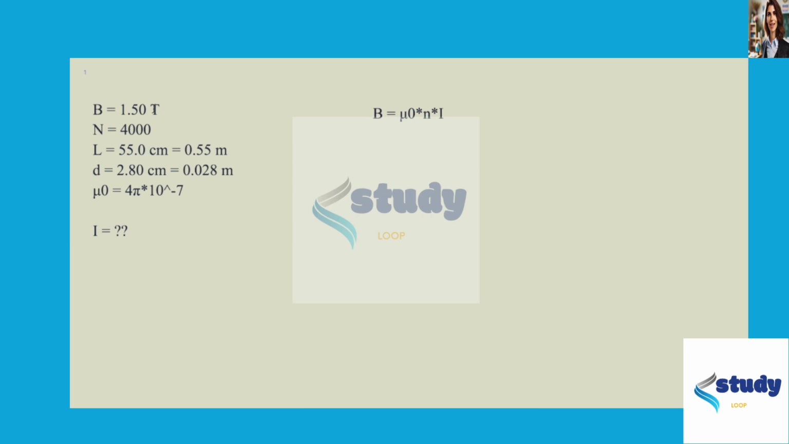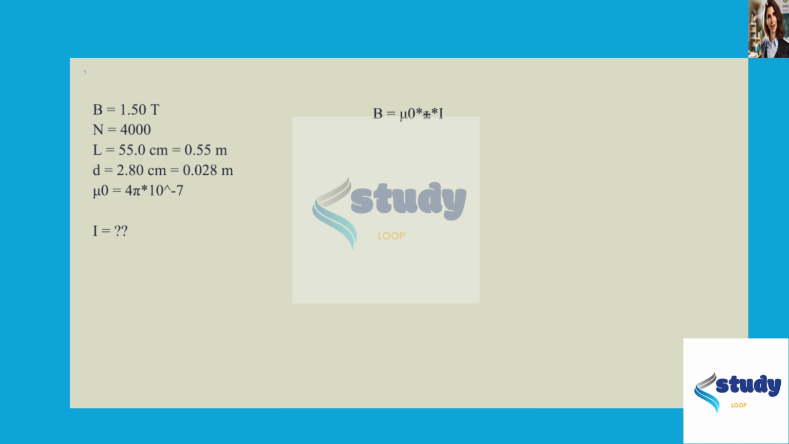We're given that we want the magnetic field, the number of turns, the length of the solenoid, and I've converted the length into meters. The diameter, also converted into meters. Of course, our mu naught, we always will need to know. And we're, again, trying to solve for the current here.